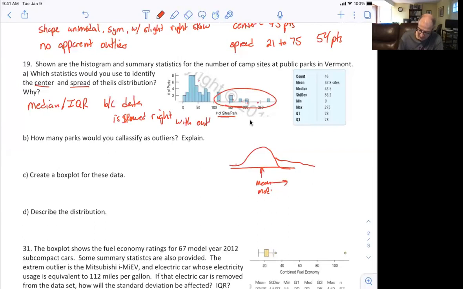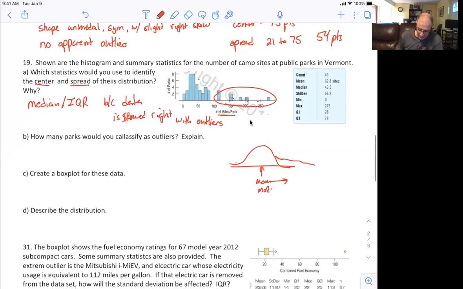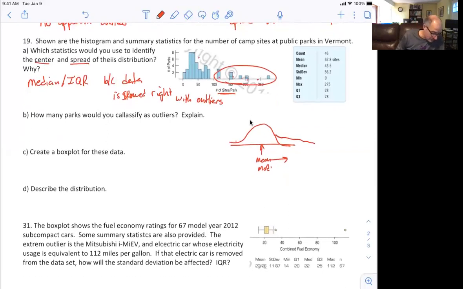And there's outliers out there as well. All right. I feel like I'm getting monotonous and boring, so we're just going to plow on through and get this finished. How many parks would you classify as outliers?